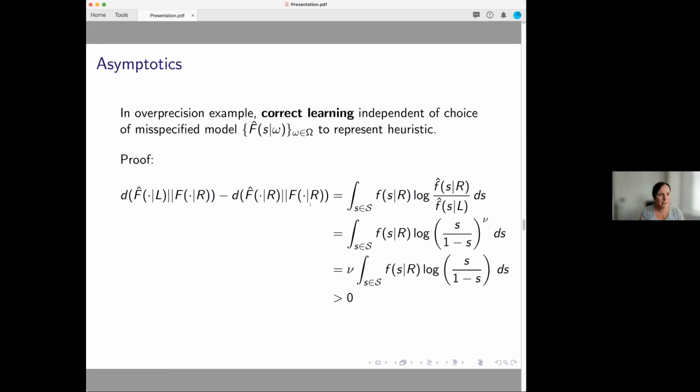So that's a great way of putting it. You're exactly right that multiple misspecified models can represent the same heuristic. After this, I'm going to give you an example where it doesn't hold, and that might help give a little more intuition for why it's not obvious.